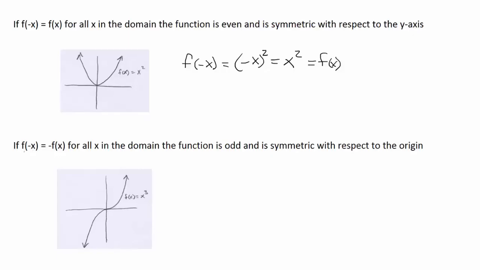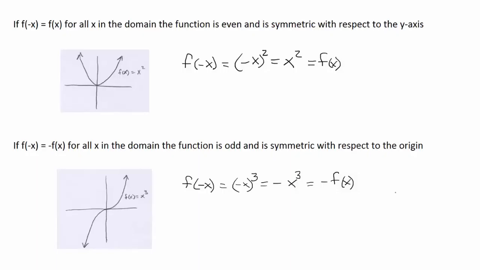And if f of negative x is equal to negative f of x for all x in the domain, the function is odd and is symmetric with respect to the origin. One of the more common odd functions is x cubed. So again, we're going to plug negative x in, so f of negative x is equal to negative x cubed, which is equal to negative x cubed. And this is equal to negative f of x. So here we have an odd function.